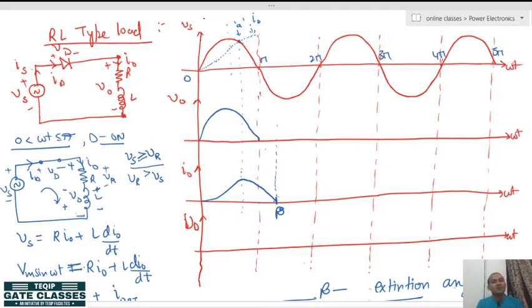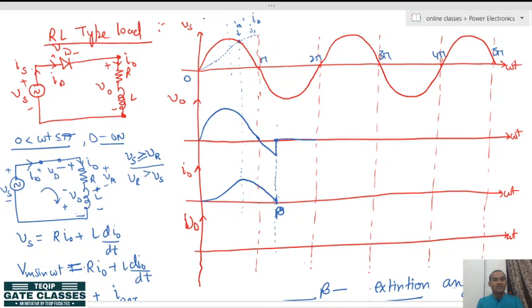From pi to beta we see the source is negative and the diode is on, so the load will follow the negative value of the source. So we will get it like this. As soon as the inductor current discharges fully, immediately the diode will regain its reverse blocking capability, because with respect to the supply the diode is reverse biased. Again the output voltage will be 0. From beta to 2 pi the output voltage will be 0.